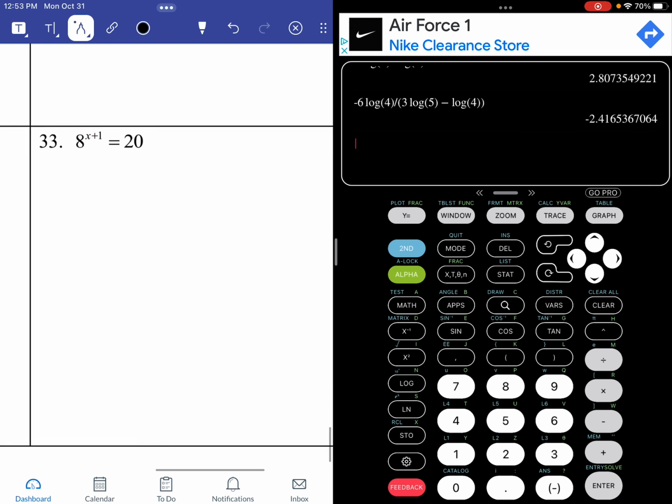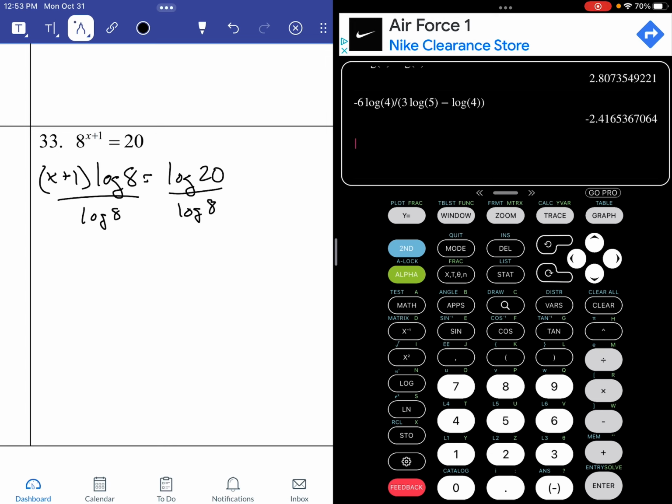Lastly, we have this one. So same kind of idea. We have x plus 1 log of 8 equals log of 20. Now in this one, unlike the last one, we don't have multiple x's, we just have one. So we can do a little bit of a shortcut. We can divide both sides by log of 8 to cancel out that, we have x plus 1 equals log of 20 over log of 8. We can subtract 1 from both sides.